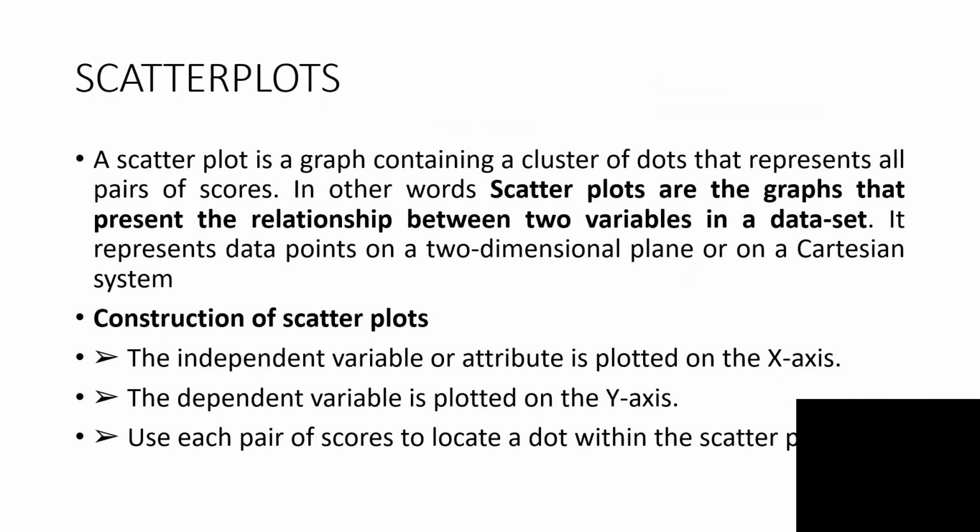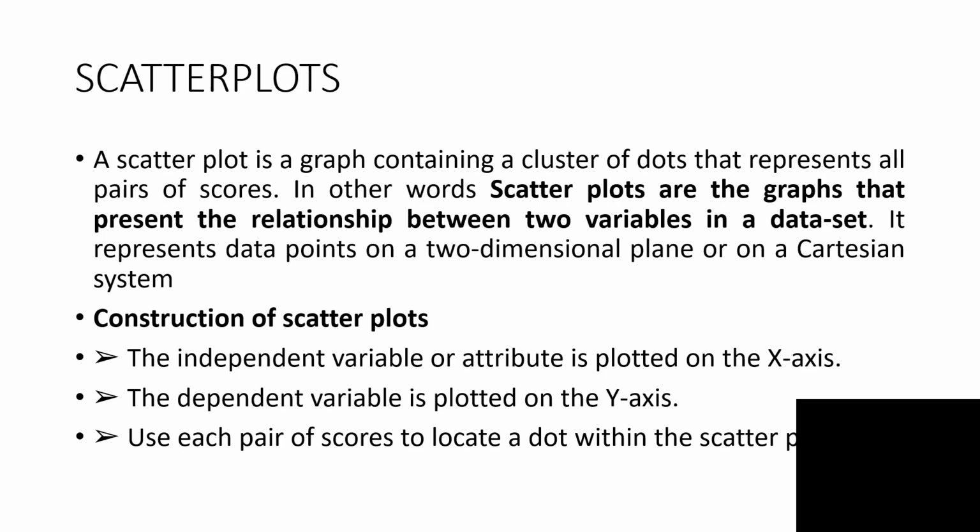Next we are going to discuss scatter plots. A scatter plot is a graph containing a cluster of dots that represents all pairs of scores. In a simpler way, a scatter plot is a graph that represents the relationship between two different variables in the data set. How can we construct a scatter plot? We have to plot it between independent variables and dependent variables. We take the independent variable on the x-axis and the dependent variable on the y-axis, and we place the dots according to the relationship between them.